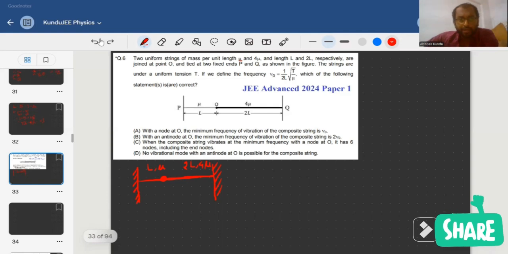So currently we are discussing the section 2 part of JEE Advanced 2024 paper 1. Section 2 means one or more than one options are correct. So let us try to look at the problem.